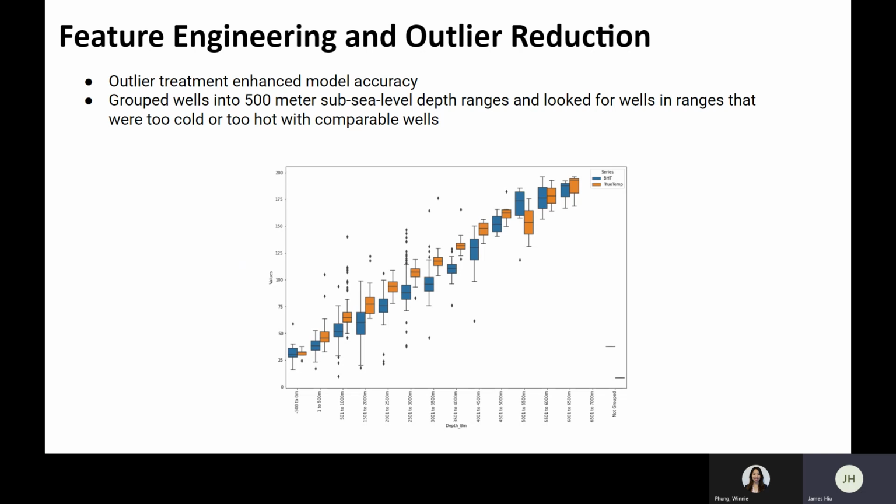Next, statistically treating outliers also improves model accuracy. What we did was group wells by depth band size, every 500 meters, and examine oil wells that reported figures that were either too hot or too cold. More specifically, we observed that the measured temperature indicated by the blue bars often understated the true temperature. So we adjusted lower outliers to the median value, which biased our model upwards and improved our estimates.